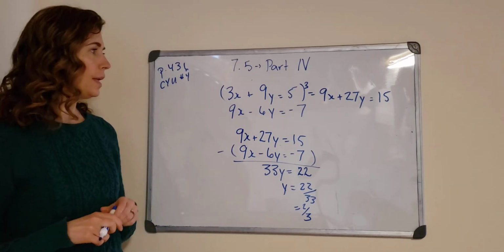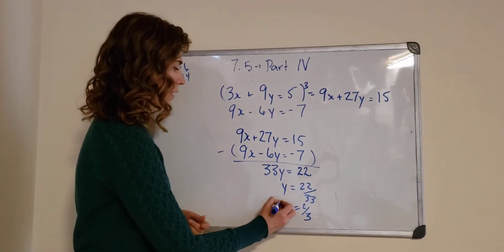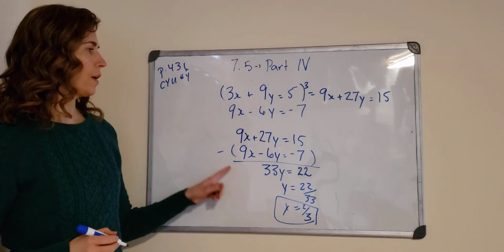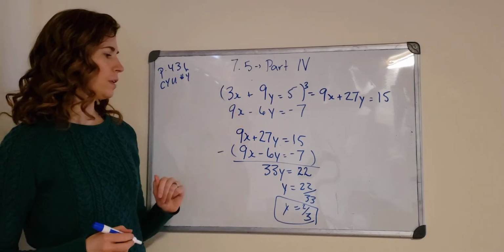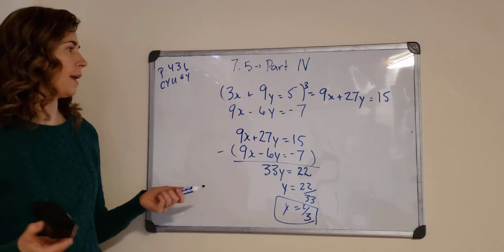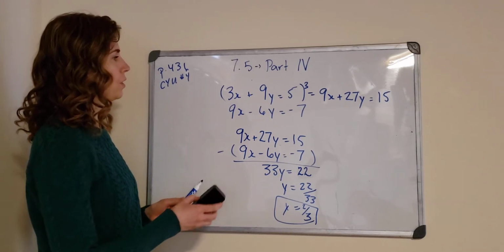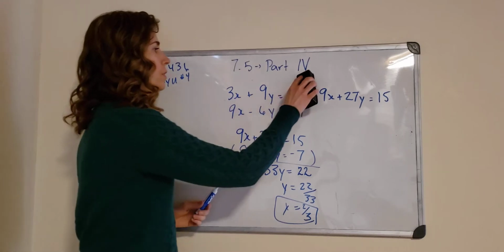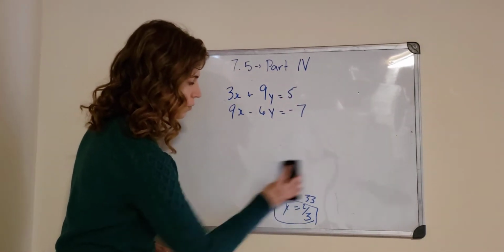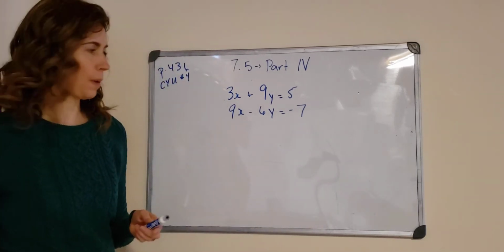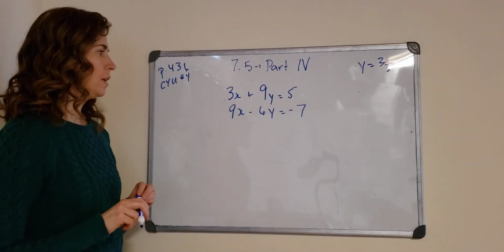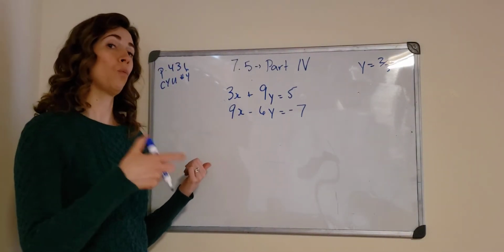Great. Now what we could do is take this value that we got for y, 2 over 3, and substitute it into one of these equations and solve for x. But what I'm going to do is show you that you could use elimination again to do that. So let's go back to our original two equations. We have our y is 2 over 3. I'll just write that on the side so we remember. Now we're trying to solve for x, so to solve for x, we need to eliminate y.